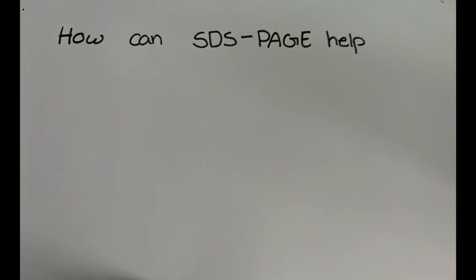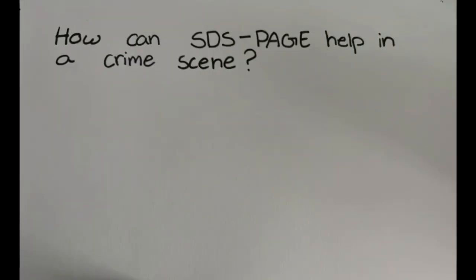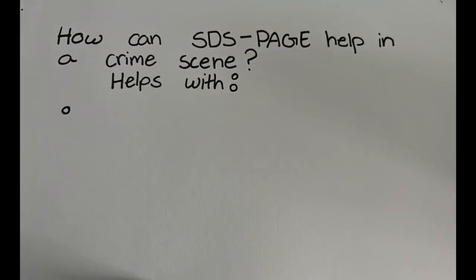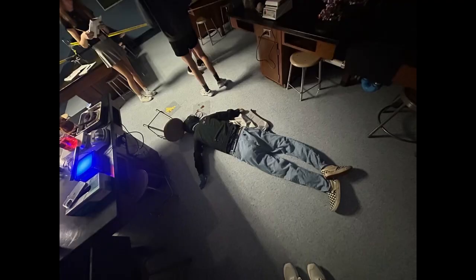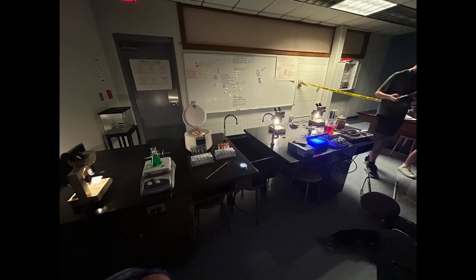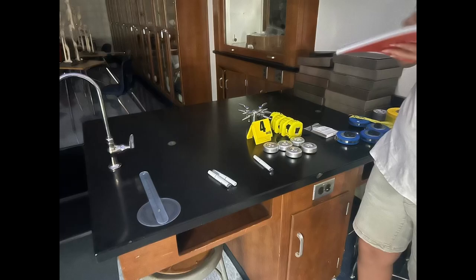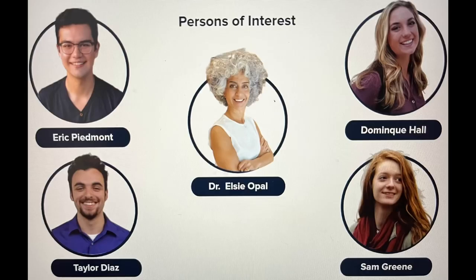Now that we know what SDS page is, how can it help us in a crime scene? SDS page can help with identification by comparing protein profiles. Many pieces of evidence in a crime scene contain proteins, and comparing length and molecular weight of the proteins could easily help identify people. In Ana Garcia's case, we can see if the protein profile of the evidence in the crime scene matches her or other suspects.